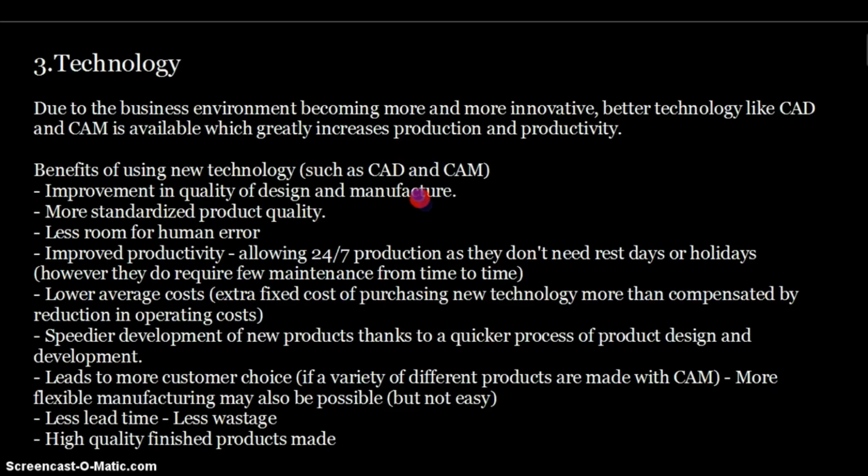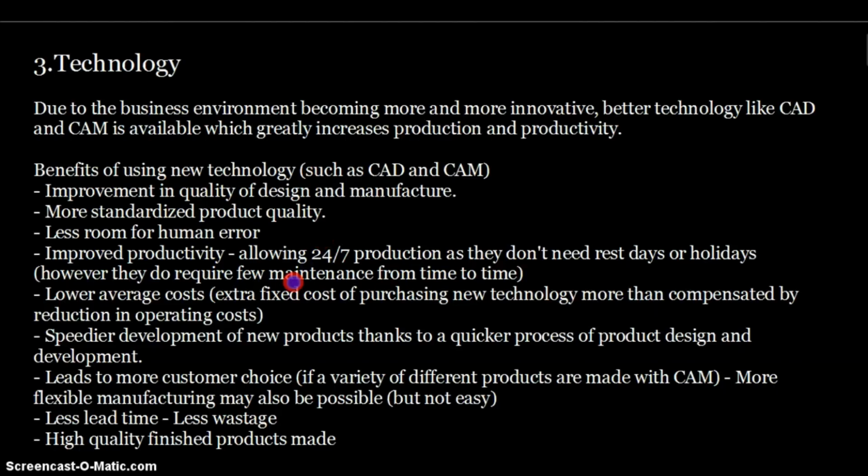What are the benefits of using new technology such as CAD and CAM? Well, improvement in quality of design and manufacture. There will of course be an improvement in quality due to the use of new technology. There might be more standardized product quality. There will be less room for human error.